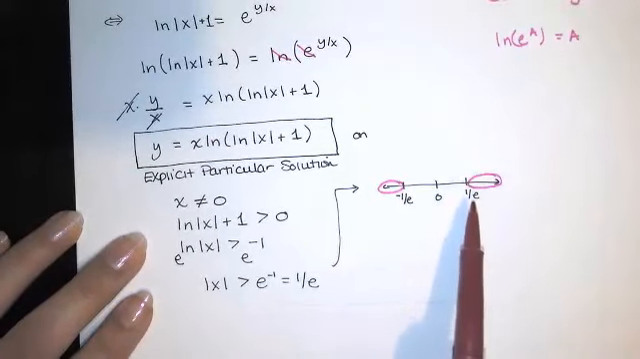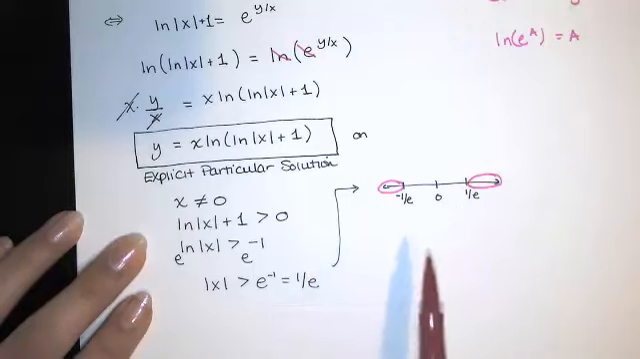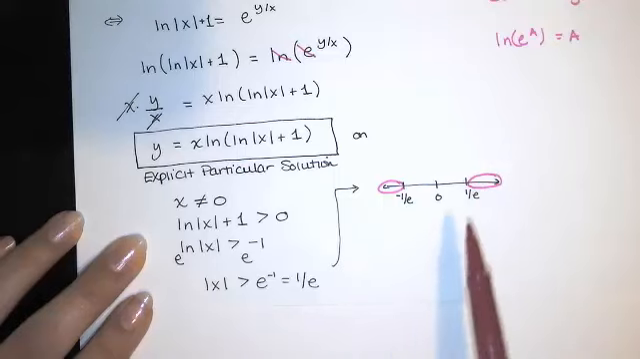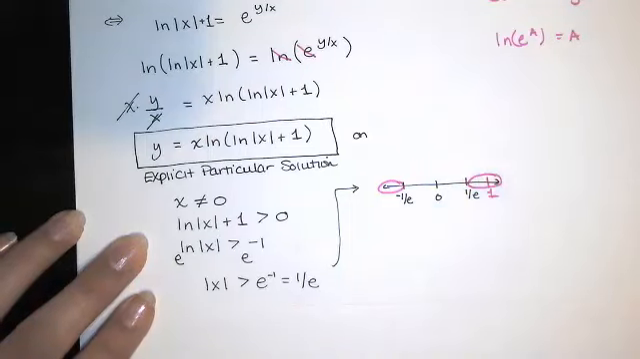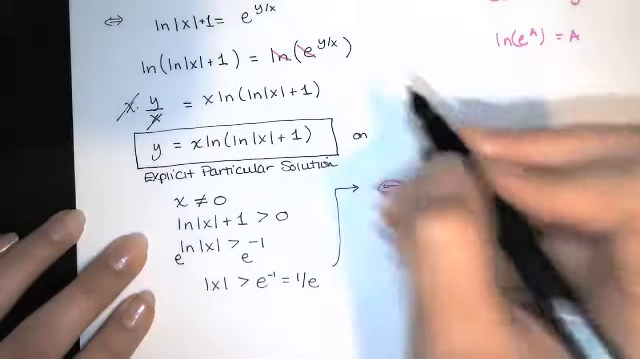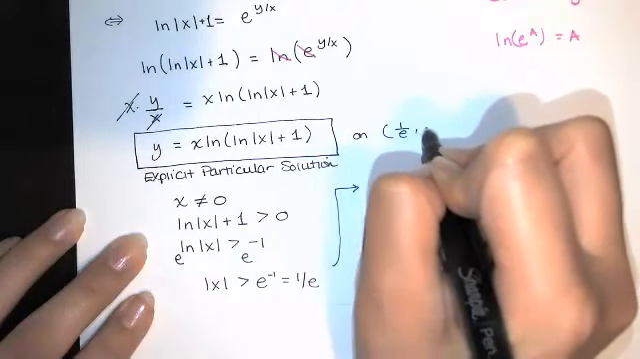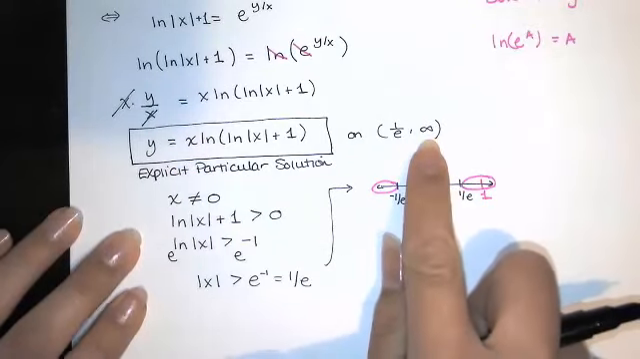Well, e is about 2.7, so this is 1 over 2.7 approximately. It's close to 1/3, but it's not 1/3. The denominator is a little bit smaller than 3. Since the denominator is smaller, the fraction is going to be larger. So this is just a little bit larger than 1/3, but x equals 1 has to be over here somewhere. So it looks like our interval of existence starts at 1 over e and goes to infinity, and that's going to include x equals 1. So we've got an explicit particular solution on this interval.